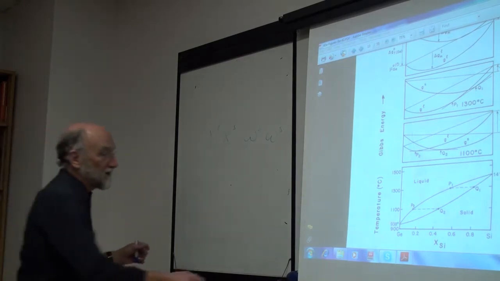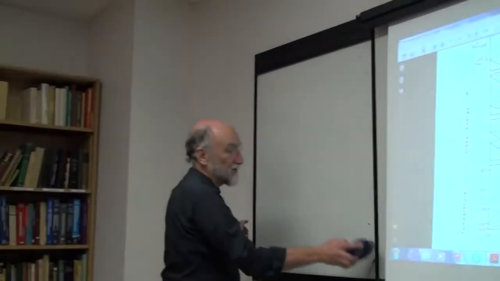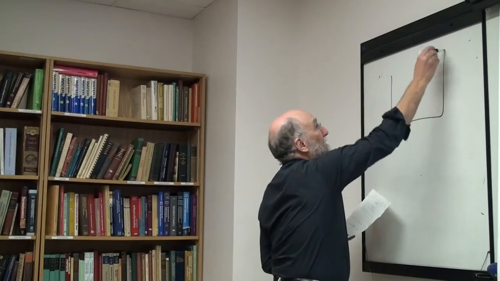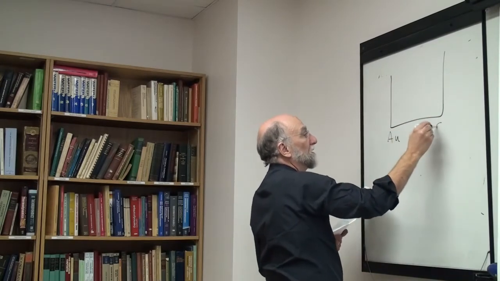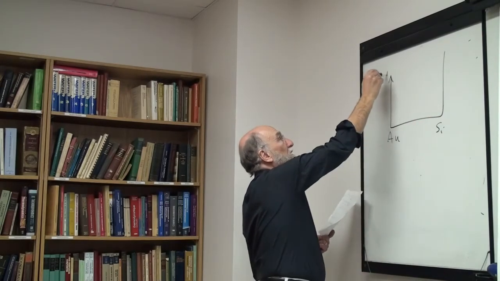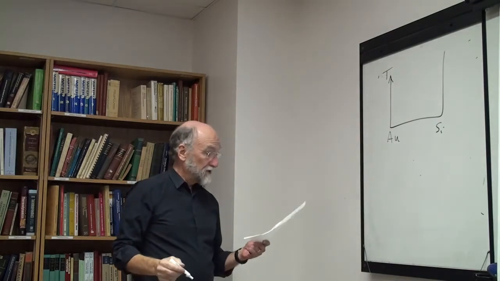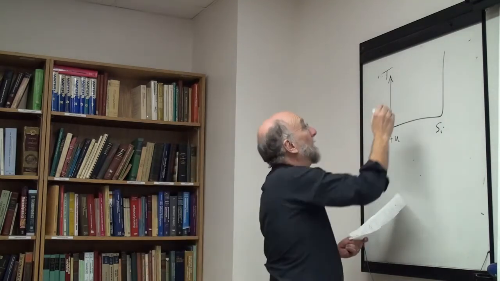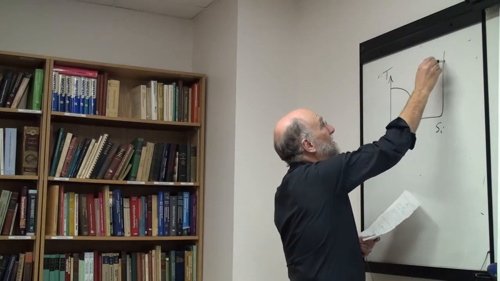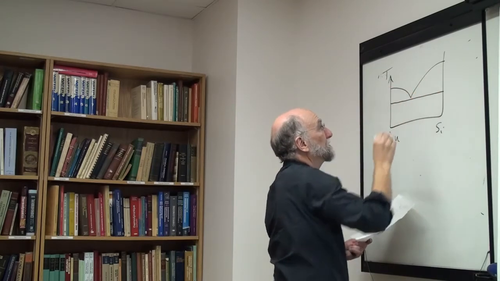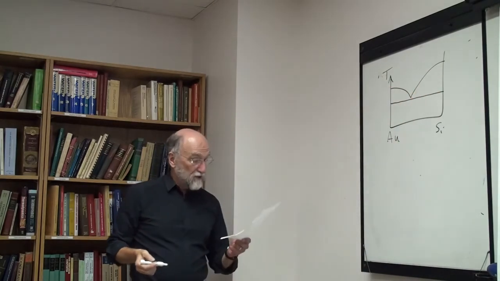I'm going to give you another example now. Let's take a system that is simpler. I don't have this on the diagrams, so I'm going to actually draw a simpler case. This is the gold silicon phase diagram, temperature composition diagram. And this diagram is a simple eutectic system, no solid solubility.